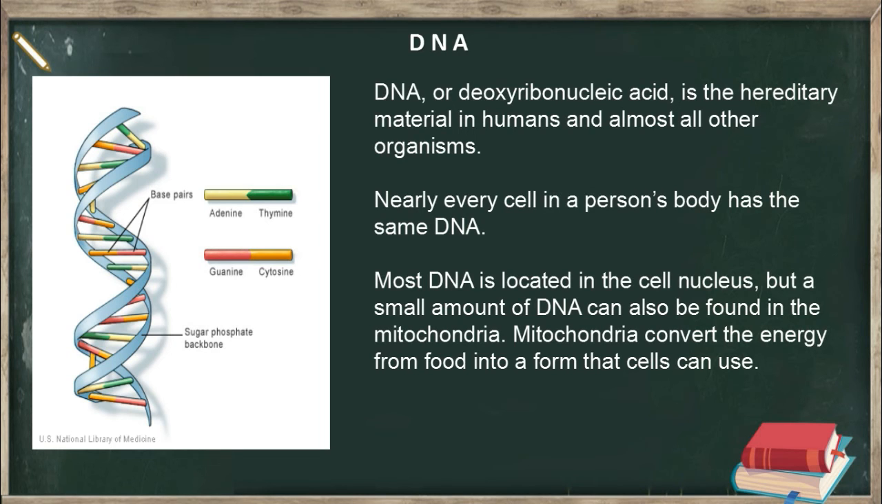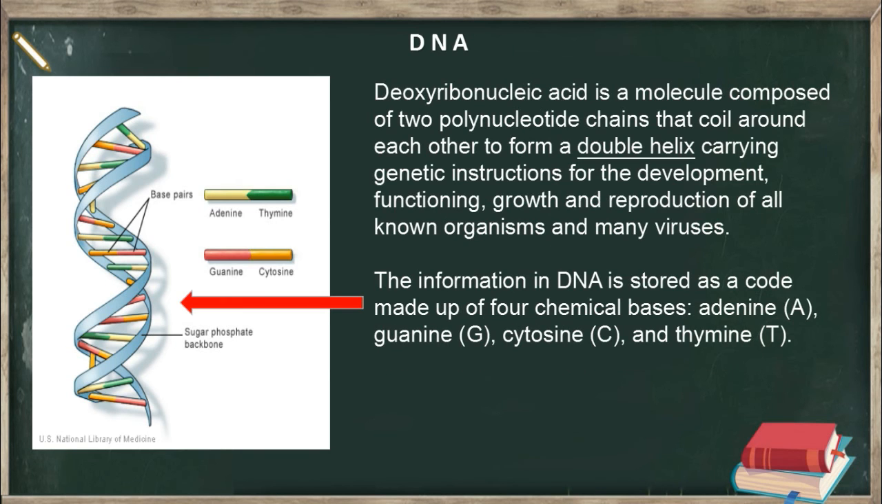DNA, or deoxyribonucleic acid, is the hereditary material in humans and almost all other organisms. Nearly every cell in a person's body has the same DNA. Most DNA is located in the cell nucleus, but a small amount of DNA can also be found in the mitochondria. Mitochondria convert the energy from food into a form that cells can use.